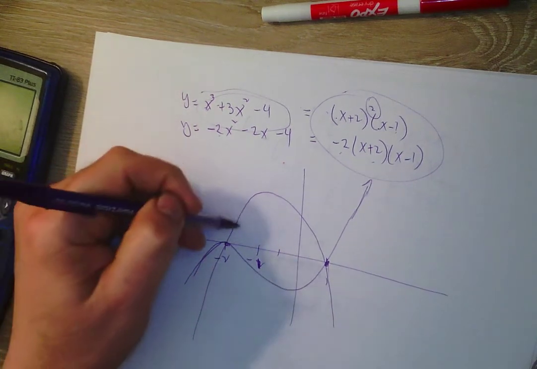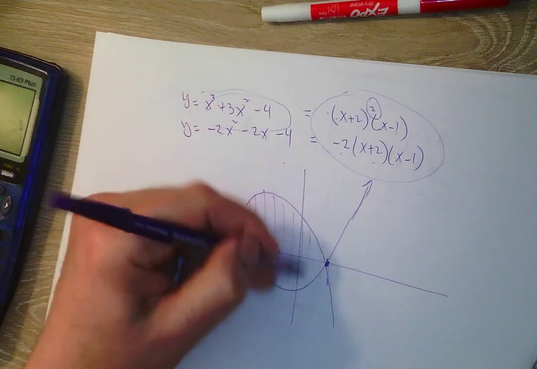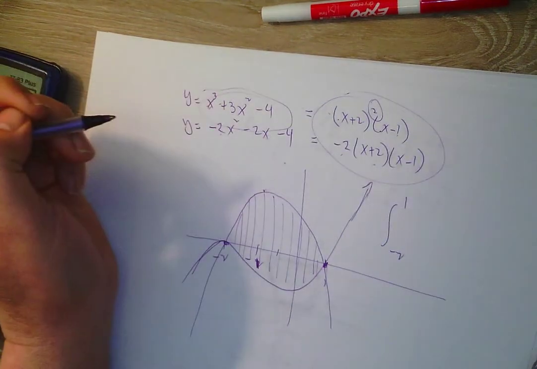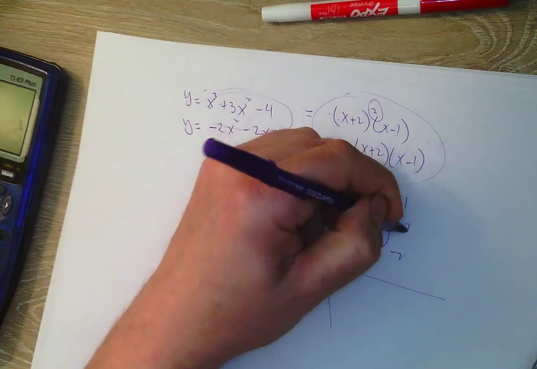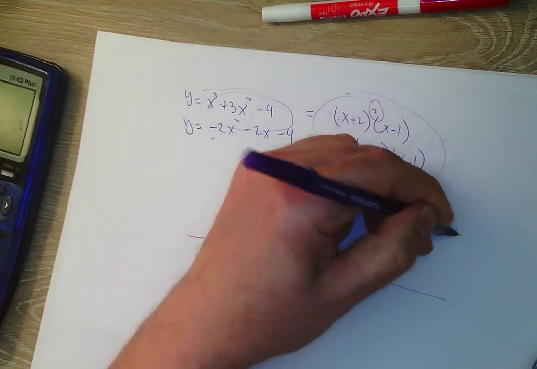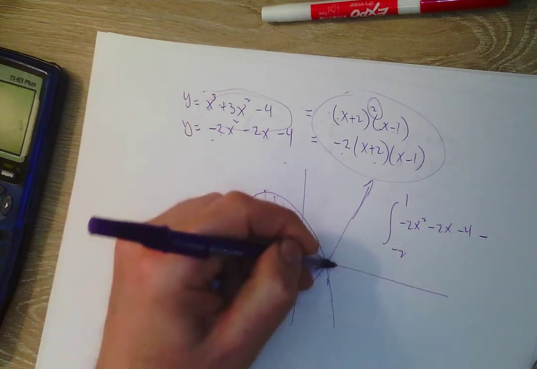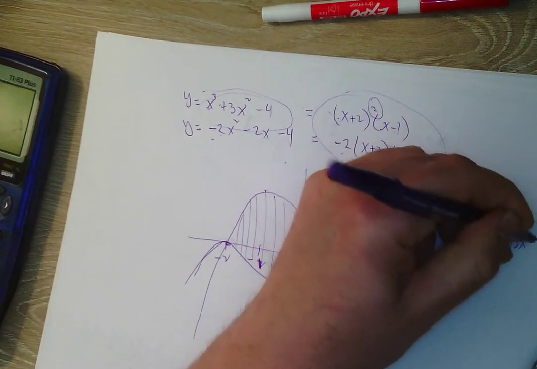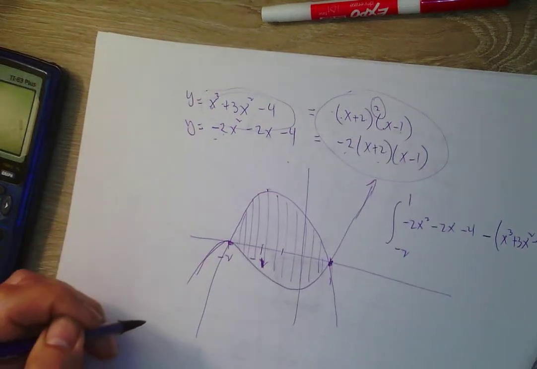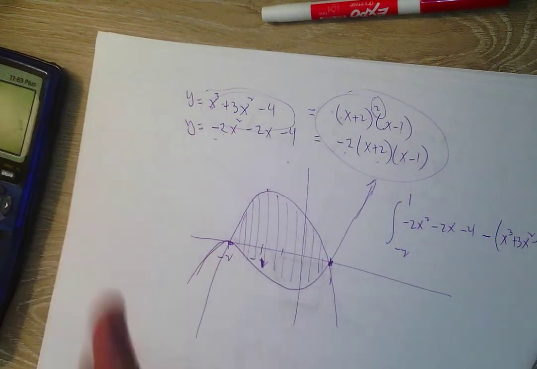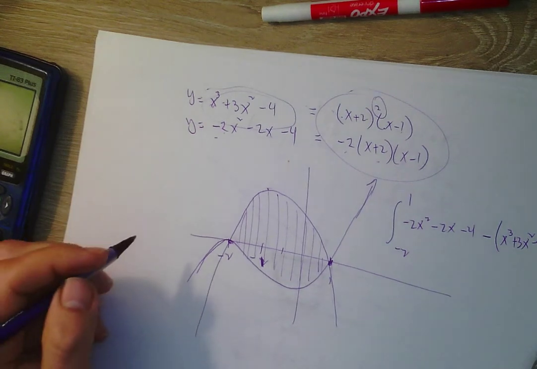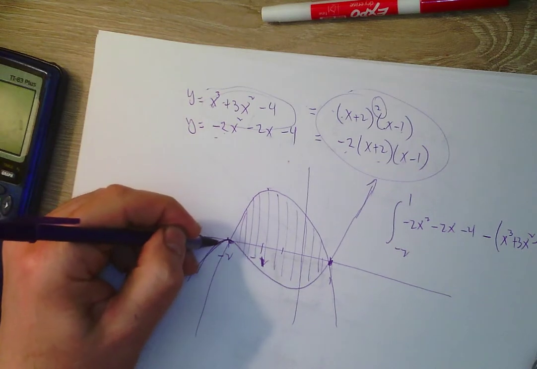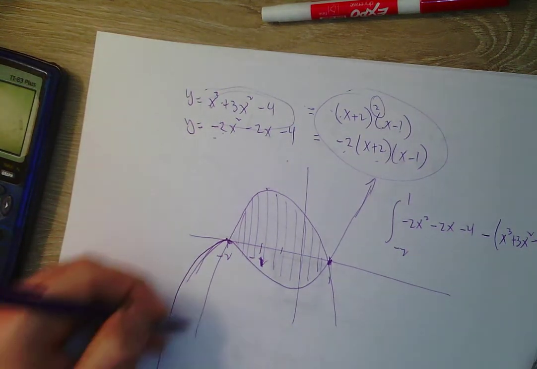And generally what people do here is they do top minus bottom. They integrate from negative 2 to 1. This parabola, negative 2x squared minus 2x minus 4, minus the bottom function, x to the third plus 3x squared minus 4 dx. And then they dust off their hands and say, I'm all done. And then I mark half the points wrong on the test, and they're all upset. And I say, well, you didn't continue the graph.